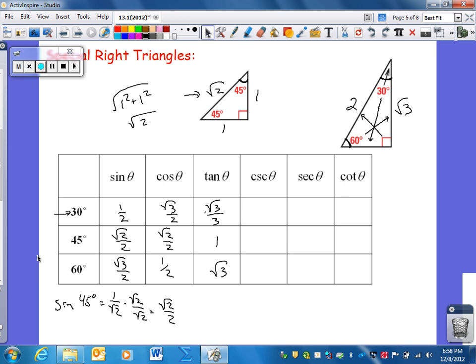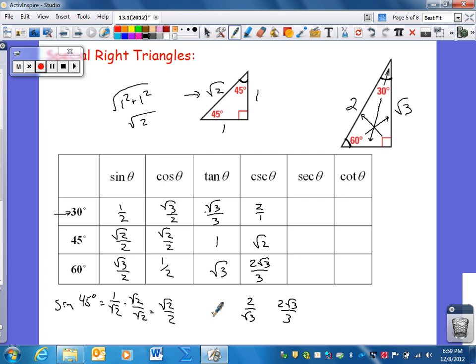Be good. Okay. And if you guys remember, cosecant, we said, is just the reciprocal of sine. So if I just know that sine is 1/2 when it's 30 degrees, cosecant is 2/1. 45 degrees would become 2/√2. So if I simplify that, it's actually going to become the square root of 2. And then if I do 60, that's going to be 2/√3. If I simplify that, it's going to become 2√3/3.